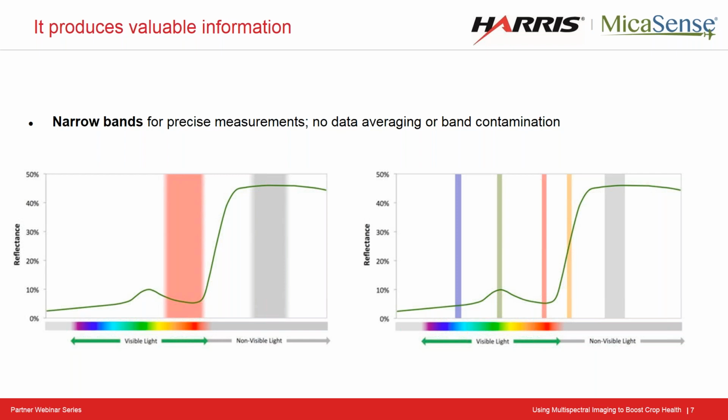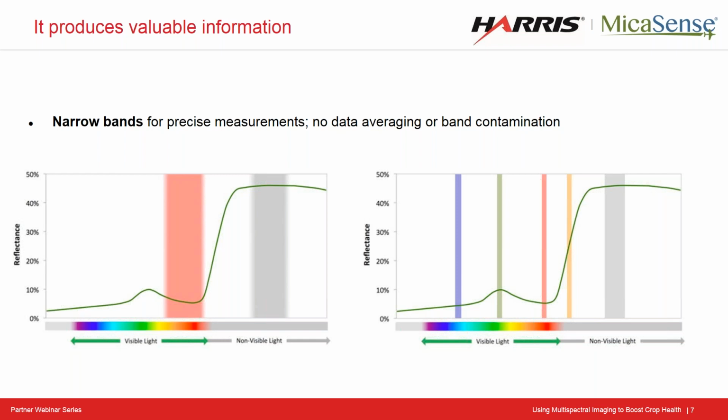So the 5 spectral bands that we're capturing on the RedEdge are blue, green, red, RedEdge, and near infrared. And another characteristic of these bands that is beneficial, not just because we have 5 of them, but also because their bandwidth is very narrow, and that allows for more precise data collection and measurement of a plant's health. And I'll try to explain that here.